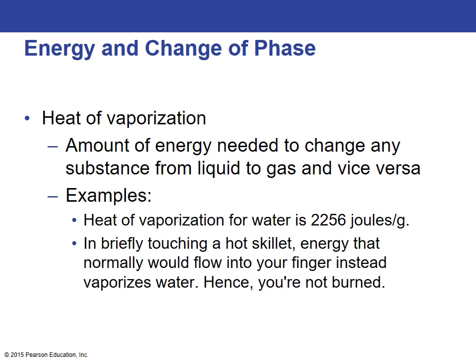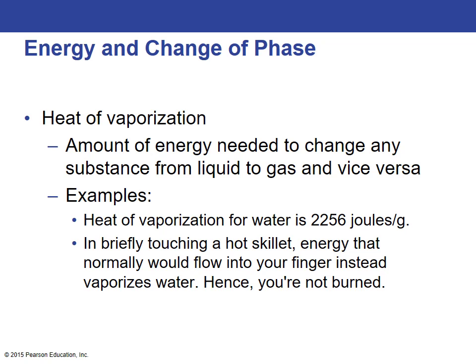Heat of vaporization is the amount of energy needed to change any substance from a liquid to a gas, or vice versa. Heat of vaporization for water to get from a liquid to a gas is 2,256 joules per gram. So for every gram of water, you have to add 2,256 joules to each gram to change from a liquid to a gas. So a lot more energy is required to go from a liquid to a gas than was required to go from a solid to a liquid.